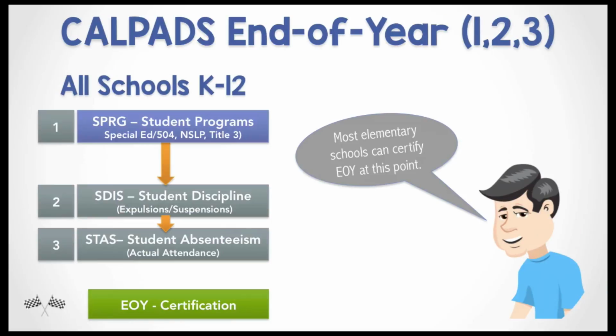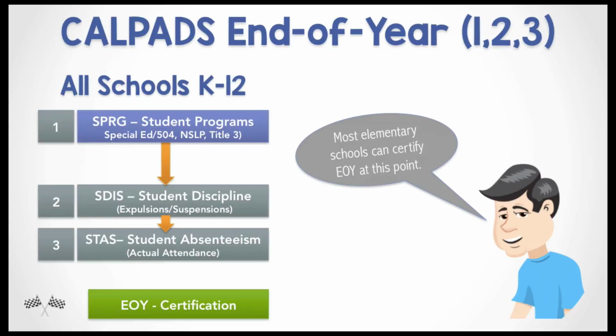Now that brings us to the end of year window. An end of year is actually, again, a little bit more complex because it's dealing with data from throughout the year, as well as it segregates schools into all schools K-12 versus middle and high schools that have some additional requirements. So let's just start with the 3 files that are going to be required for all schools.